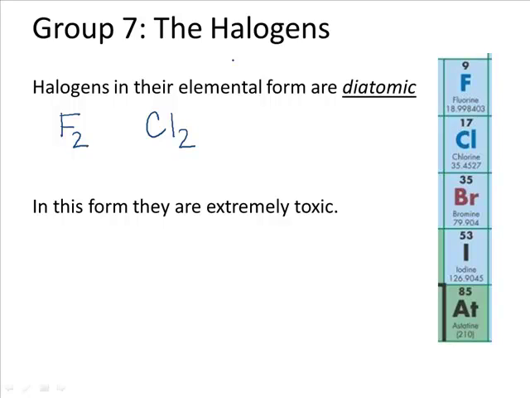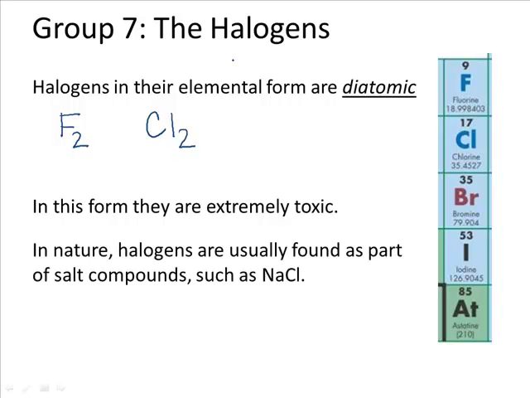As you can imagine, we don't run into a lot of these pure diatomic elements in nature. Instead, we often run into the halogens in forms of compounds, much like we saw with group 1 and group 2. In nature, the halogens are usually found as part of salt compounds, such as table salt, which is NaCl. In fact, this is where the term halogen comes from. It was originally halide, or salt. So group 7, the halogens, we usually experience them in a very non-toxic form as compounds such as table salt, but when they're pure, they can be very dangerous.